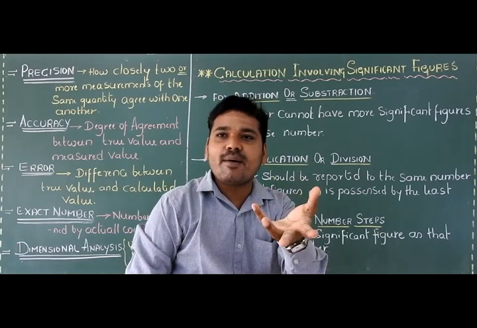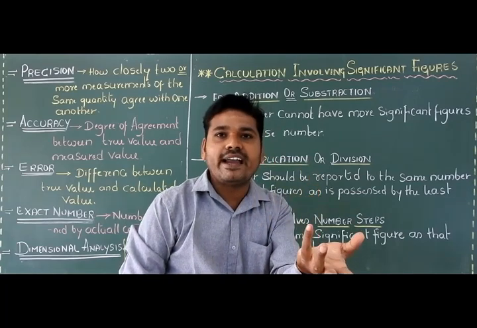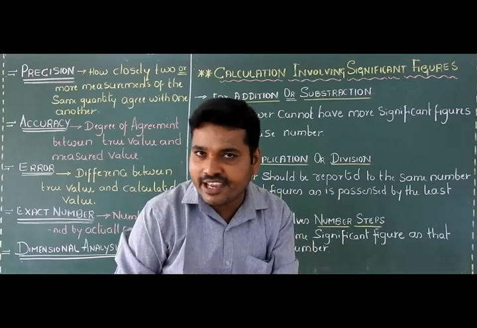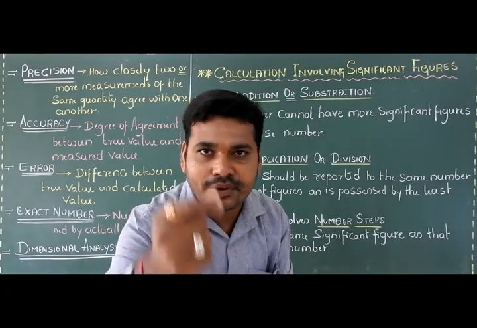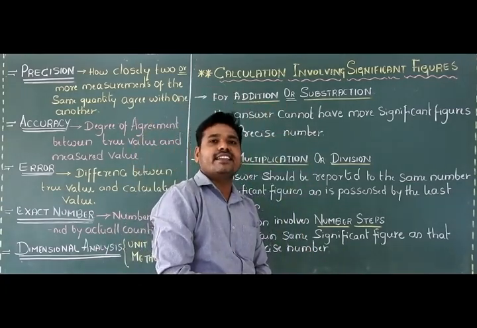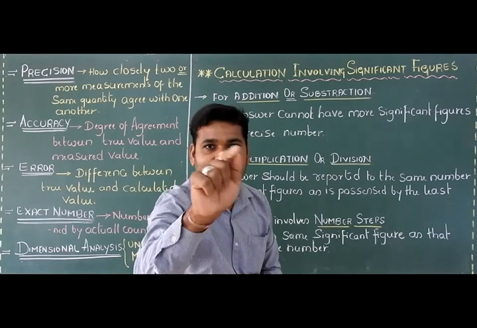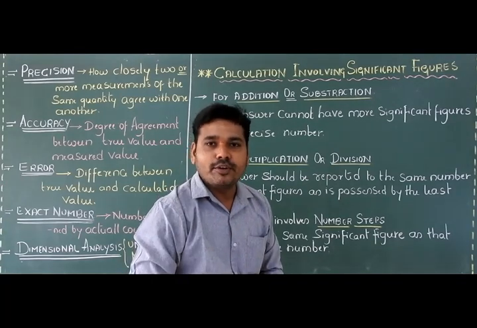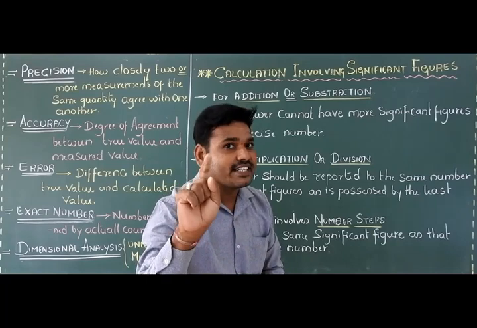So the best example, I think you all know, is that the acceleration due to gravity value is 9.8 meter per second square. Right? What is the acceleration due to gravity? It is 9.8 meter per second square.